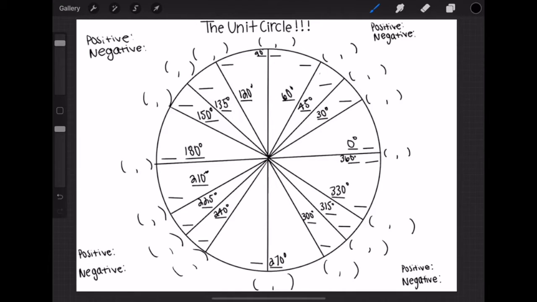So 0 degrees is 0 radians. 30 degrees is pi over 6 radians. 45 degrees is pi over 4 radians. And 60 degrees is pi over 3. 90 degrees is pi over 2.